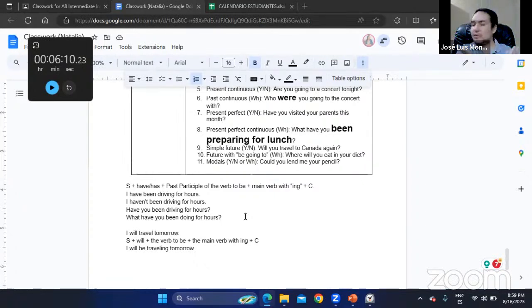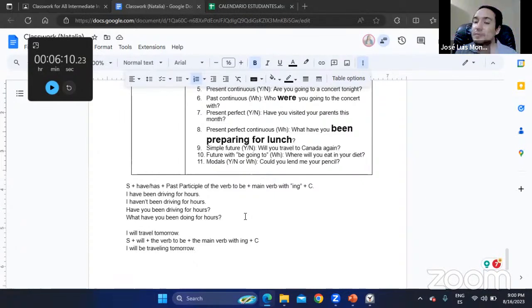Then all of the rest is very easy. Why? Because they are modals. After all modals, what's the rule? Always, 100% of the time, no exceptions, base form. So the verb to be has to be the base form after all auxiliaries. I will be traveling. I can be traveling. I could be traveling. I would be traveling. I should be traveling, and so on.